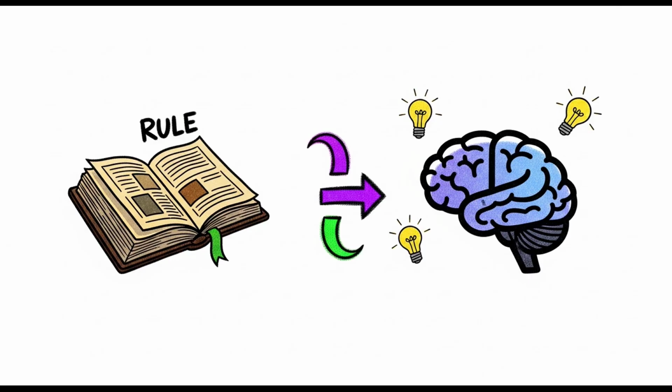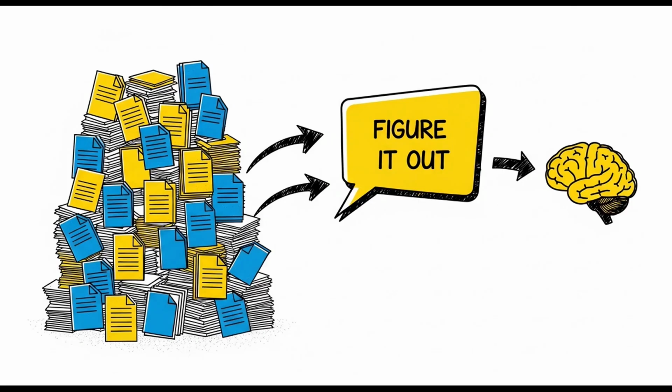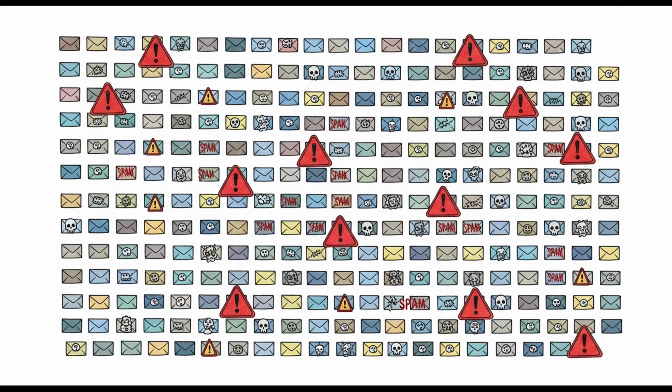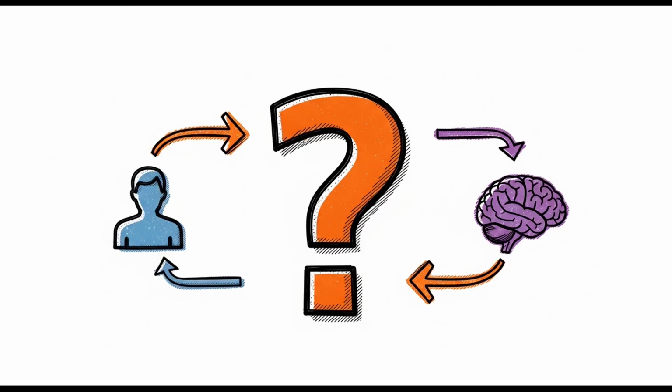So what if instead of writing all the rules yourself, you let the computer figure out the rules on its own? That's machine learning. Instead of telling the computer what to do step by step, you give it a massive pile of examples and say, figure it out. Here are 10,000 emails that are spam. Here are 10,000 emails that are not spam. Now you tell ME what makes them different.